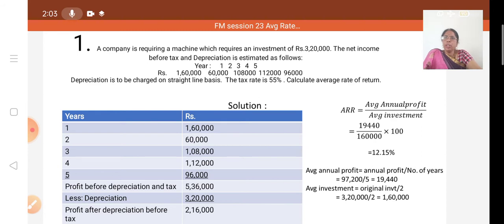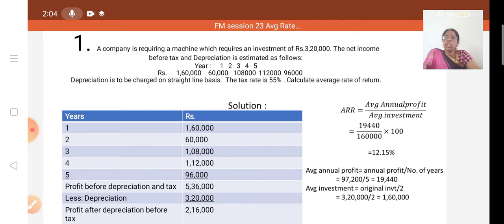A company is acquiring a machine which requires an investment of 3,20,000. The net income before tax and depreciation is estimated as follows. Number of years 1, 2, 3, 4, 5, and the cash inflows are rupees 1,60,000, 60,000, 1,08,000, 1,12,000 and 96,000. Depreciation is to be charged on a straight line basis. The tax rate is 55%. Calculate the average rate of return.